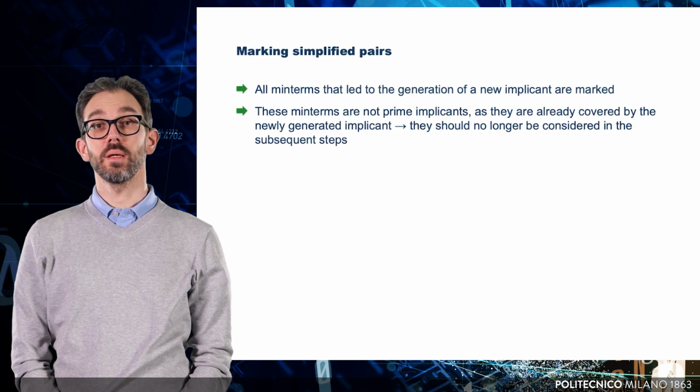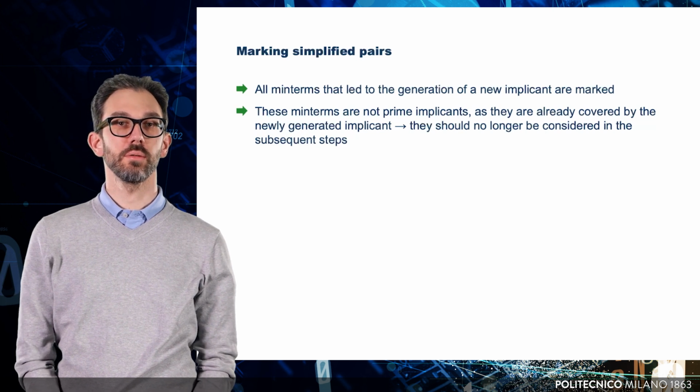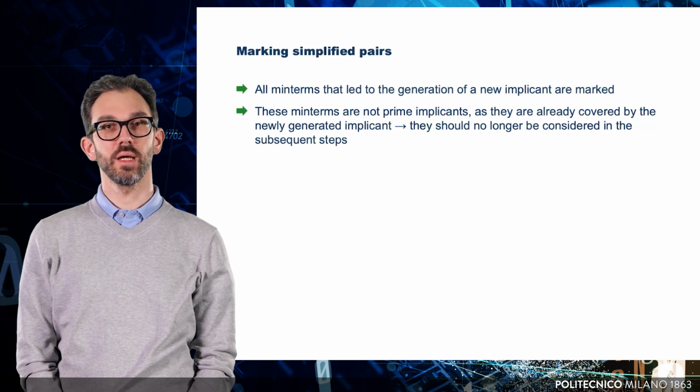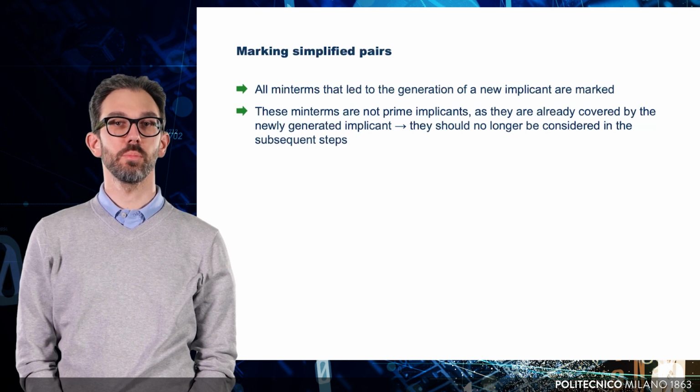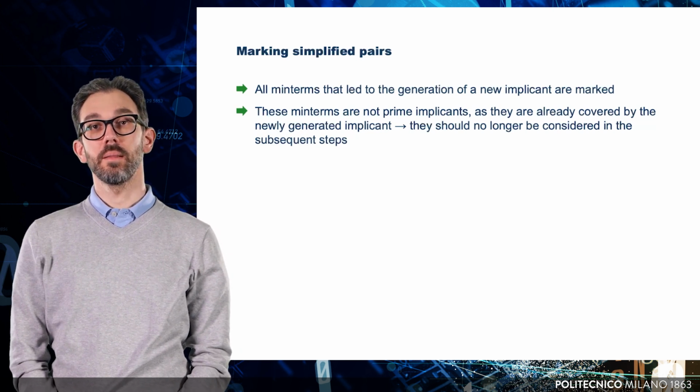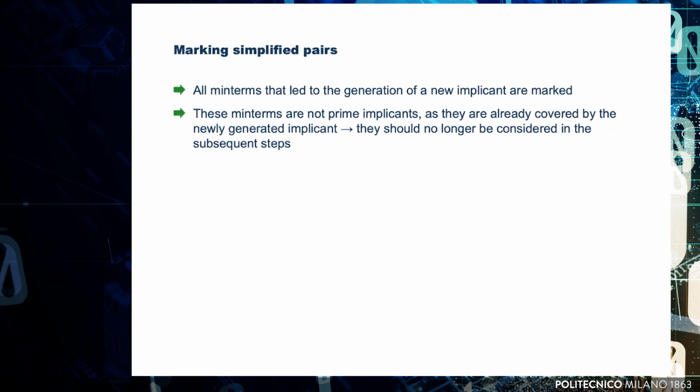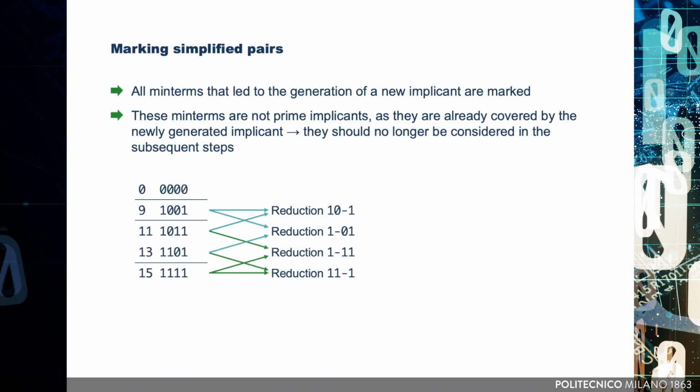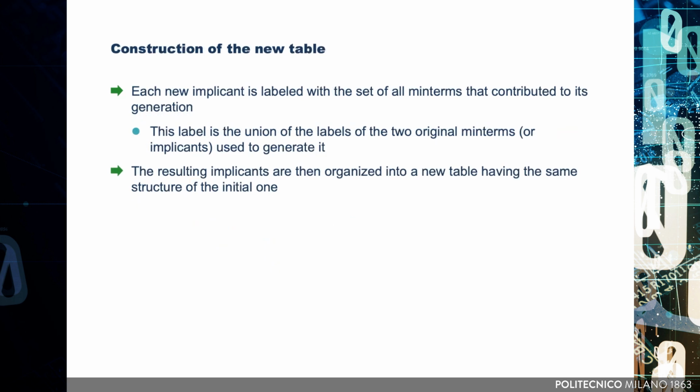Finally, minterms that participate in a successful reduction, resulting in the generation of a larger implicant, are marked in the table. This marking serves to indicate that these minterms are not prime implicants, since they have contributed to the formation of a larger implicant, that is, with fewer literals. Returning to our previous example, we mark minterms 9, 11, 13, and 15, as they have each been involved in at least one reduction. We now continue by constructing a new table, following the same rules as before.